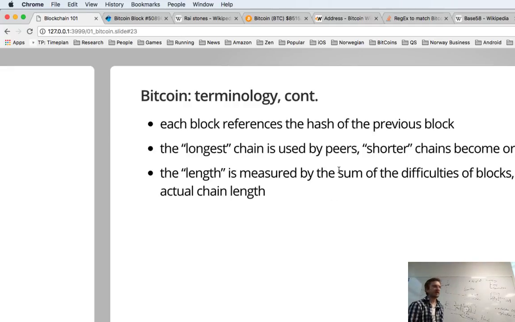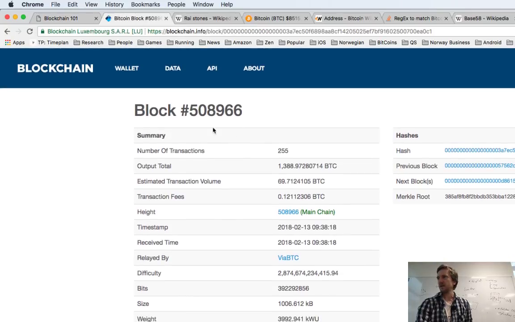Okay, so we have the concept of forks. The chain is composed of the genesis block back in the past, and then each block is attached to the previous block, right? So now let's say this is the latest block. That's block number 508, with the ending 966.